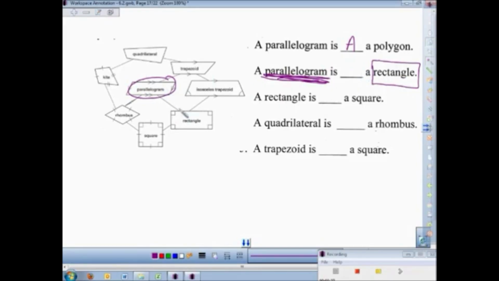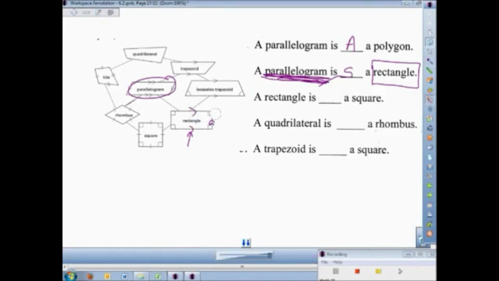Well, if we compare the 2 shapes in the hierarchy, isn't parallelogram above rectangle in the hierarchy? If you're above that guy, you will sometimes be what that is. A parallelogram will sometimes be a rectangle. Sometimes a parallelogram will have 4 right angles. It'll look like this. Isn't this a parallelogram? And this certain parallelogram right here does have 4 right angles.